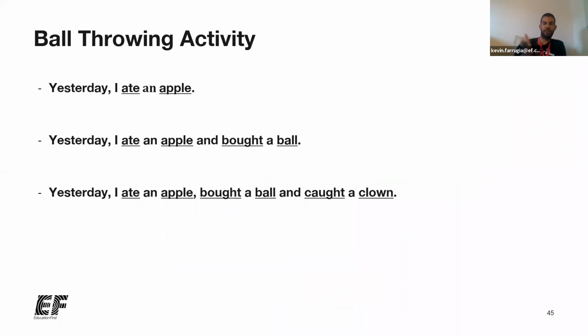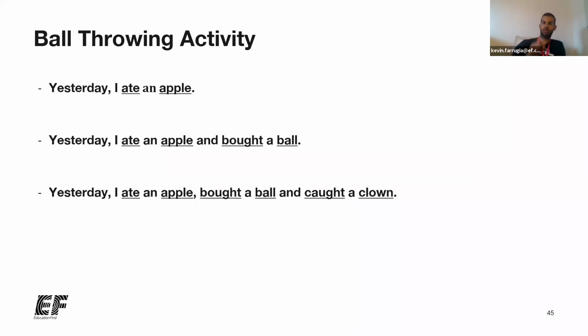Ball throwing activity. I did this yesterday with my lower level class. So we are covering the past simple this week. So I took a ball, a tennis ball, into class. Students stood up in a circle. And the first person, so that was me, I said, yesterday I ate an apple.